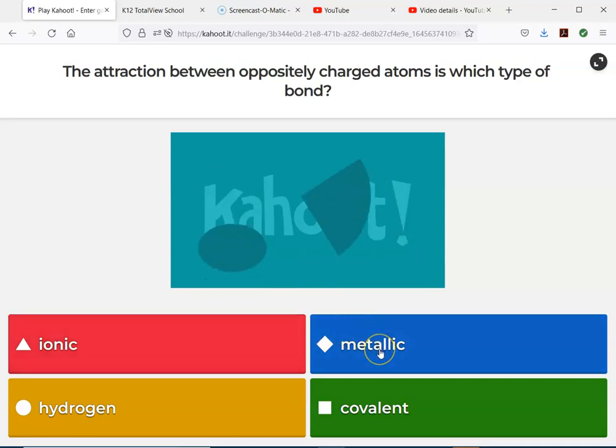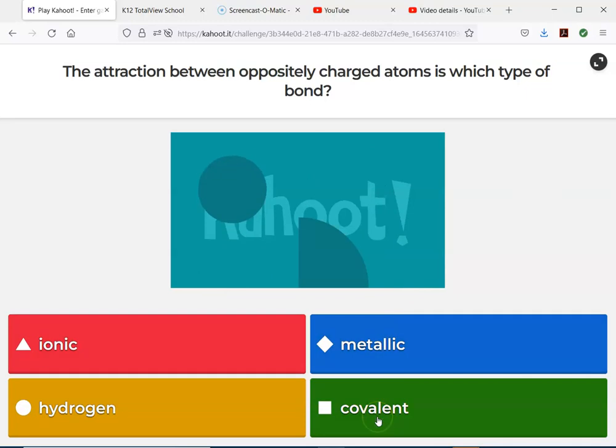That's why it's not a metallic bond, because remember, all of the atoms in metallic bonds are positive. All of them are positive, and only those negative electrons are moving between them. This is atoms that are opposite charges, a positive and a negative atom. Metallic bonds are all positive atoms. That's why metallic is not right.